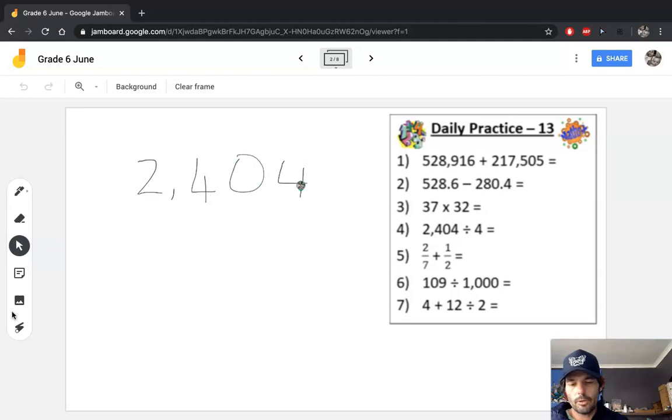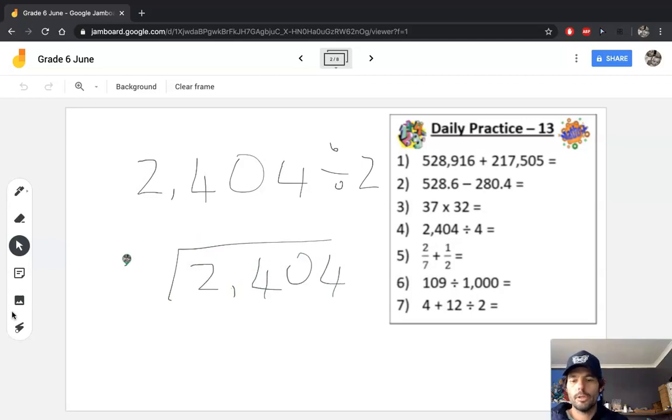2,404 divided by 2. Right, we can do this using the traditional short division method. And we know that 2 goes into 2 once. Decimals must line up. 2 goes into 4 twice. 2 does not go into 0. It goes into 4 twice. And that should be our answer.